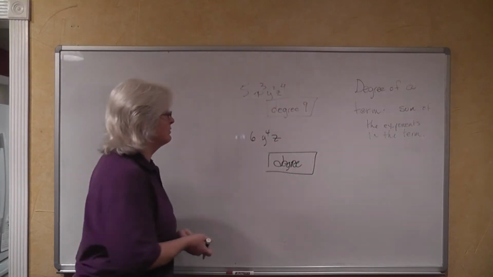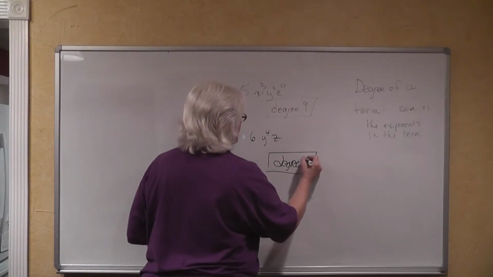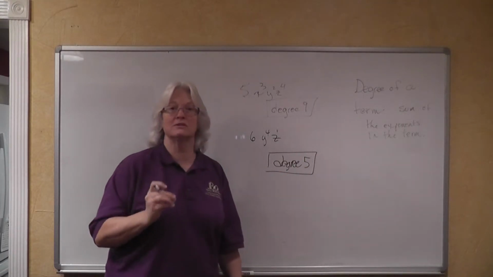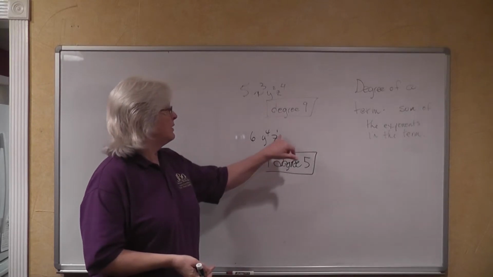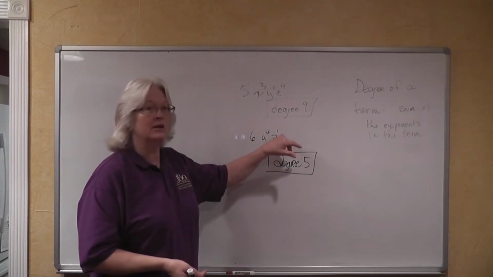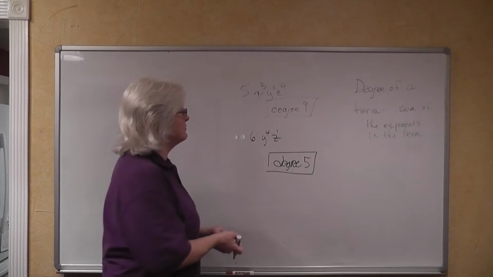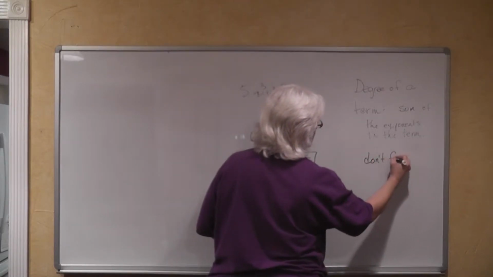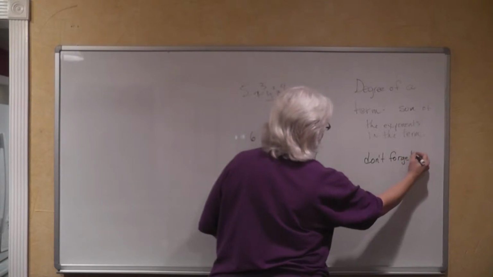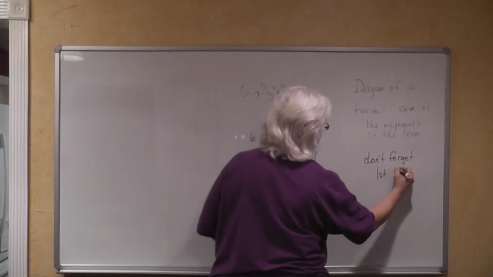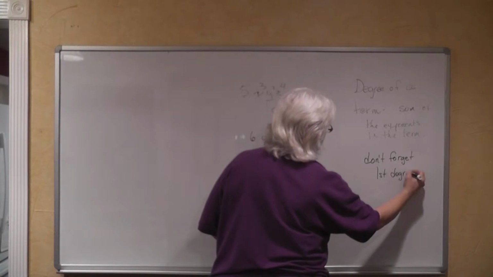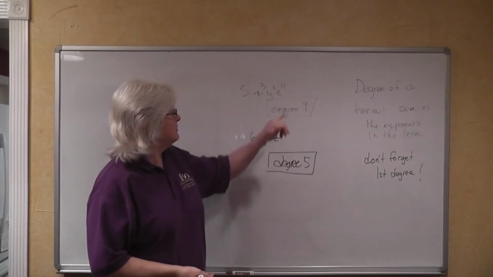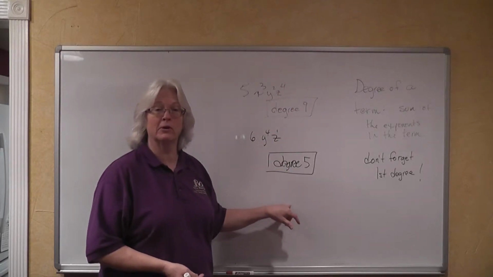No, it's not 4th degree, it's degree 5. And why is it 5th degree? Because when there is not a written exponent, we understand that it is z to the 1st power. So don't forget first degree. You always need to add those in there. So this is how you calculate the degree of a term.